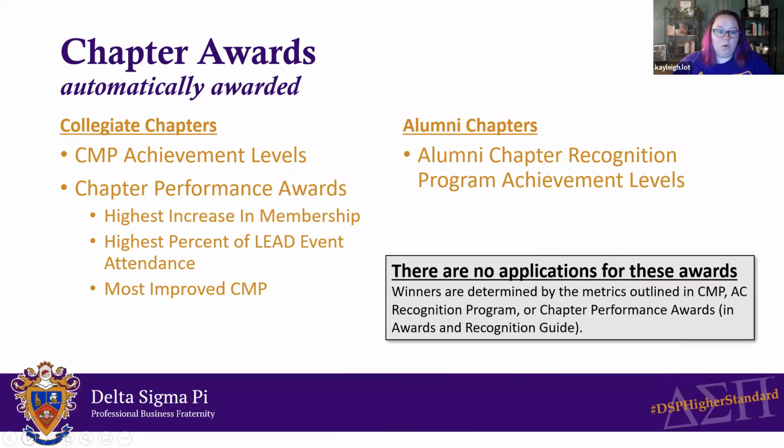Those individual awards we'll talk about in a minute, but there are some chapter awards that are automatically awarded. So there's nothing that you need to do in order to be considered for these. They're around CMP achievement levels, chapter performance awards, so looking at increases in membership, for attendance at lead events, improved CMP, which is different from most improved chapter award that we just mentioned on the last slide. And then for the alumni chapters, there are programs around achievement levels that are available for you.